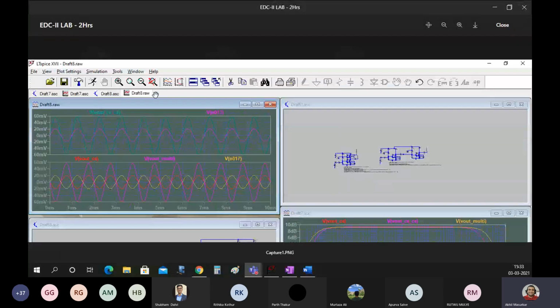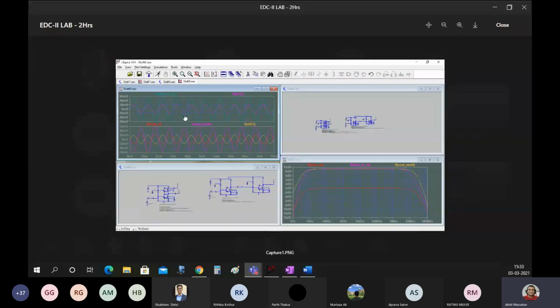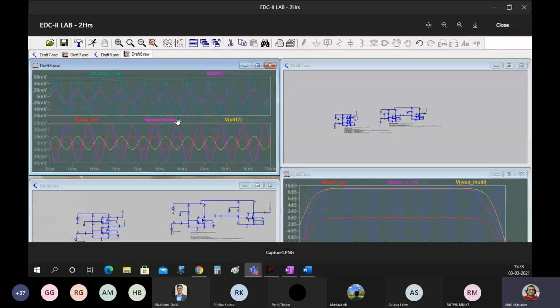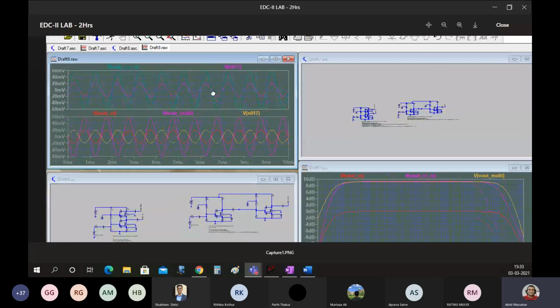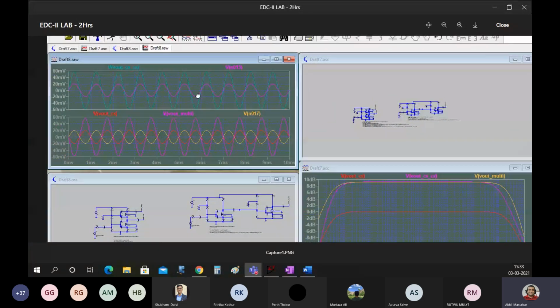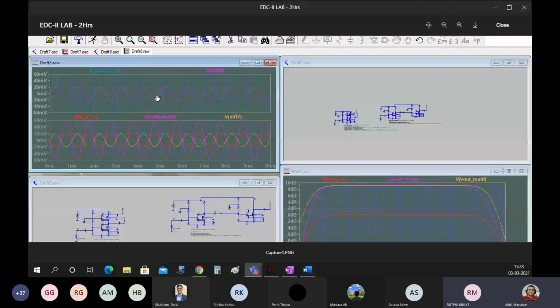This is correct now. See everybody how Rutvej has plotted. Try to make the background white. Yes, sir.